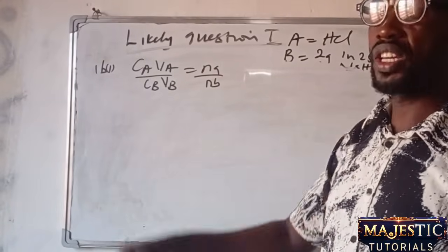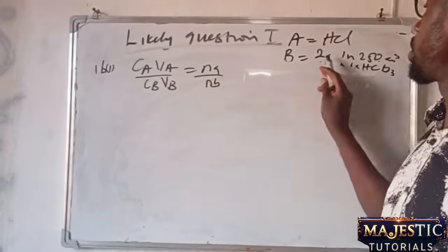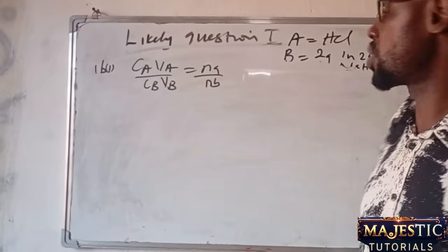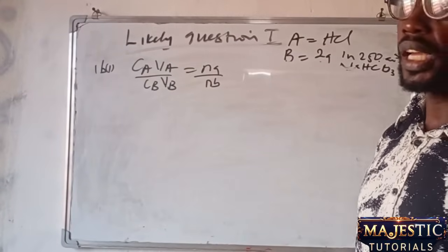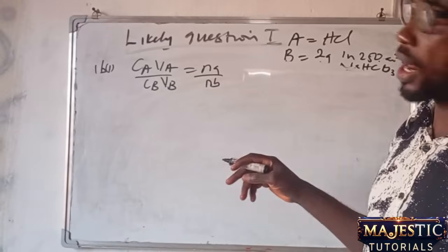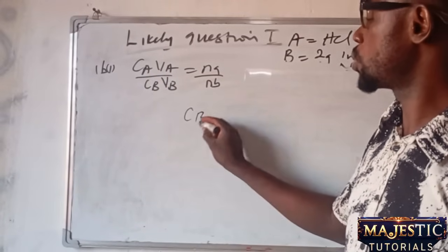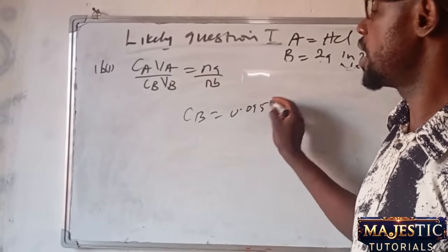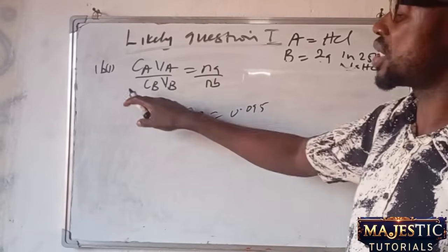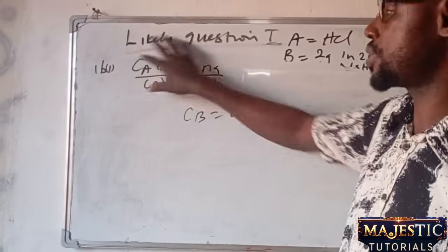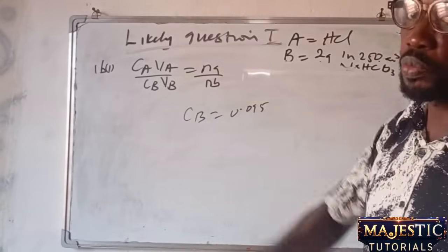The concentration here must be in mole per dm cube. If I have 8 grams, I cannot put 8 here as my CB because it's in grams; rather I'll put the mole, so the CB that suits here is 0.095. What I'm trying to say is that when they give you CB in gram per dm cube and you can't access the mole per dm cube, you can't use this formula. All the concentrations here must be in mole per dm cube.